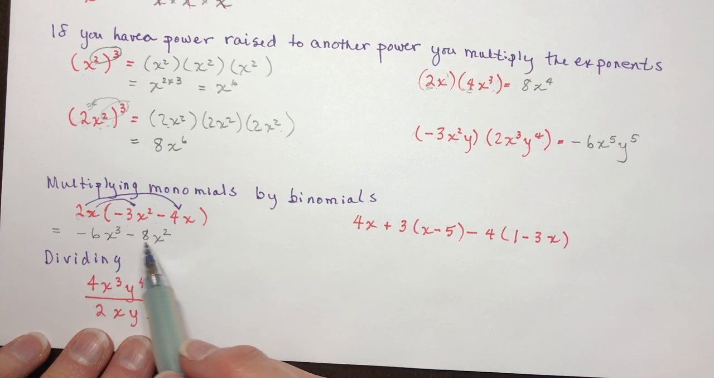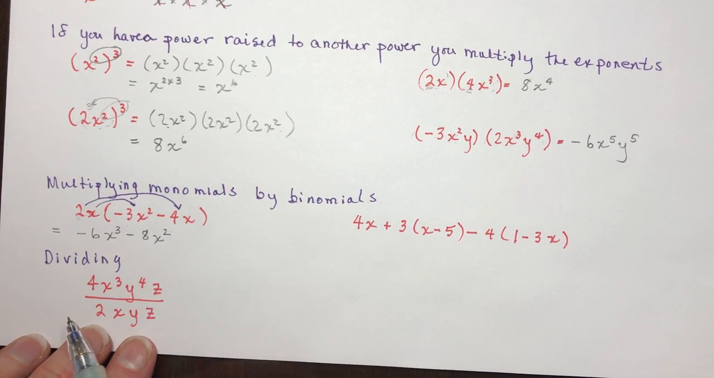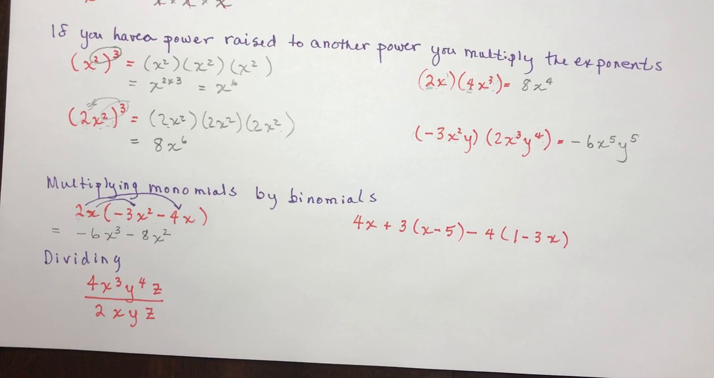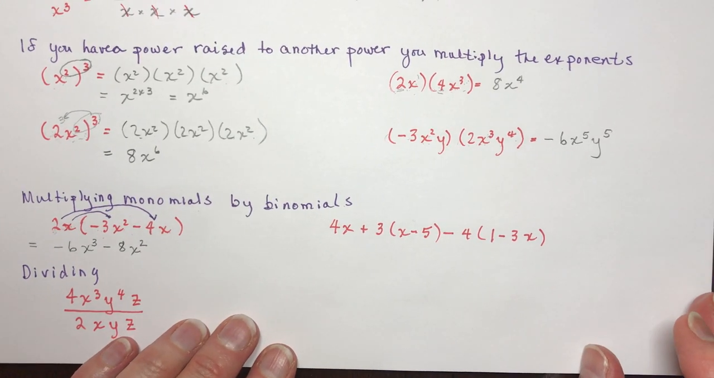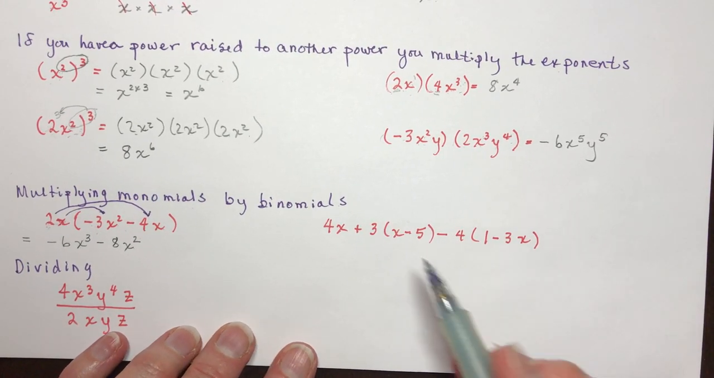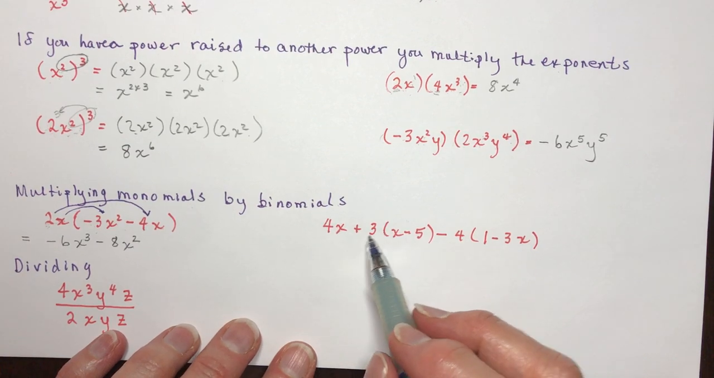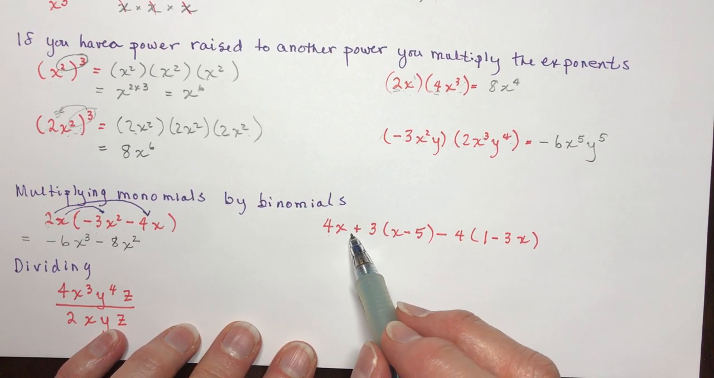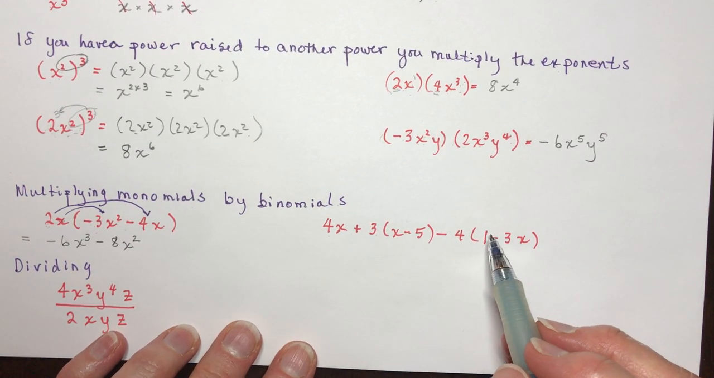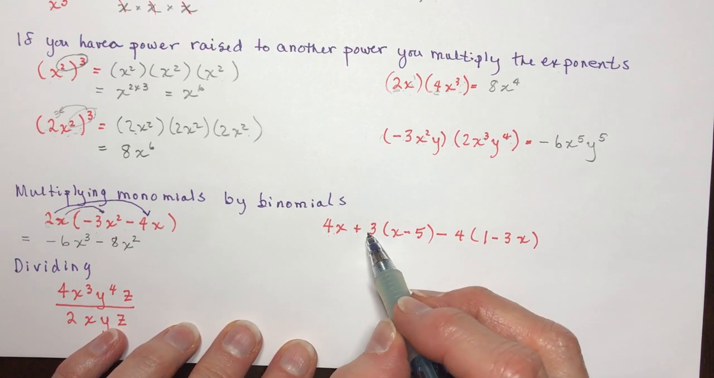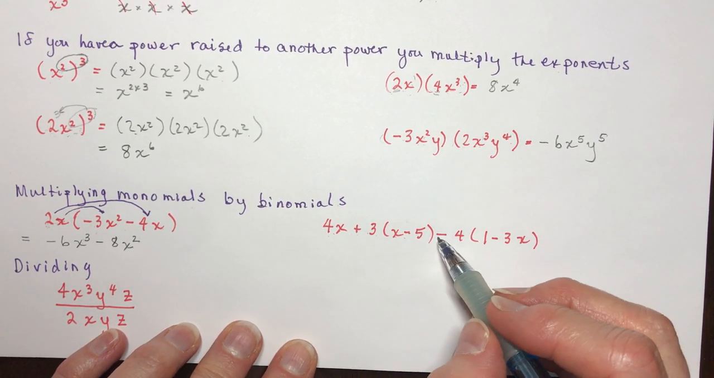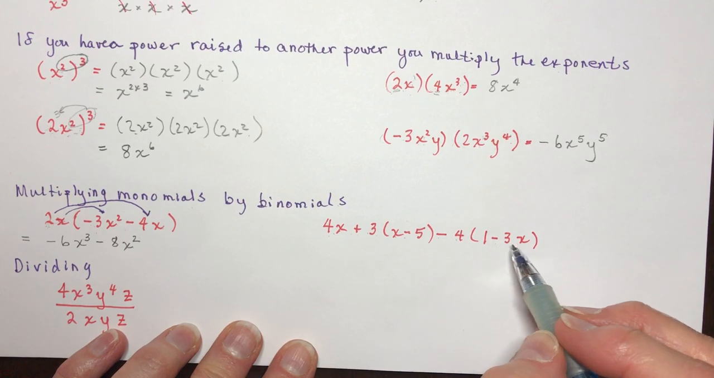Now, when we get into factoring, you would factor this if I asked you to, but we'll get into the factoring a little later when we get closer to quadratics. Another one to multiply here, so I have 4x plus 3. You should read it to yourself, right? I have 4x plus 3 times what's in this bracket minus 4 times what's in this bracket.